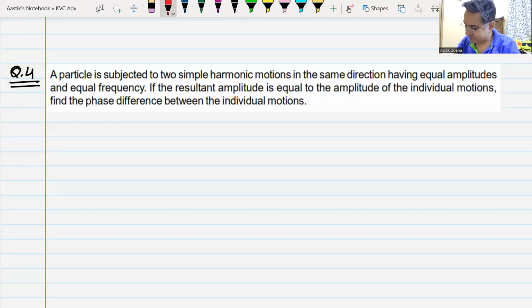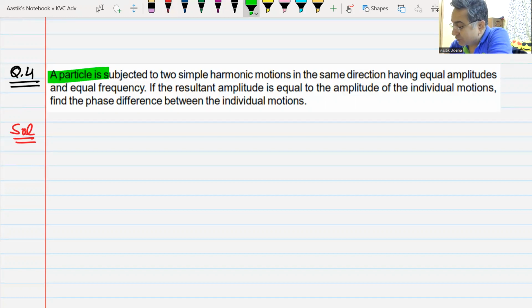Sir, I got cos theta by 2 equals plus or minus 1 by root 2. So that will be the phase difference. See, the good thing about solving questions with our own hands is you can get any answer depending on our whims and fantasies. But will that answer be correct? It depends on whether you have done it correctly or not.